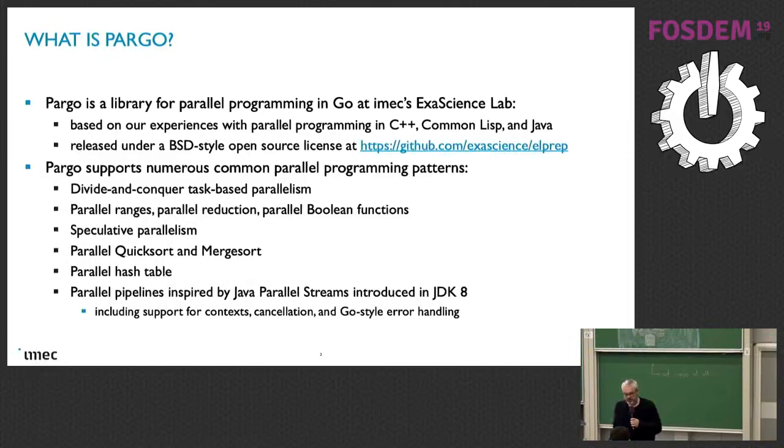It supports lots of features like parallel ranges, parallel reduction, parallel Boolean functions, speculative parallelism, and some concrete algorithms, primarily sorting, so parallel quicksort, parallel merge sort, a parallel hash table for performance, and some parallel pipelines functionality that is inspired by the Java parallel streams that were introduced in JDK 8, but with a distinct Go flavor. So we support contexts, we support cancellation, and we support Go-style error handling, of course.